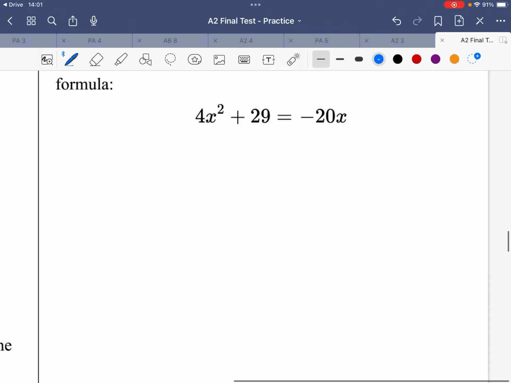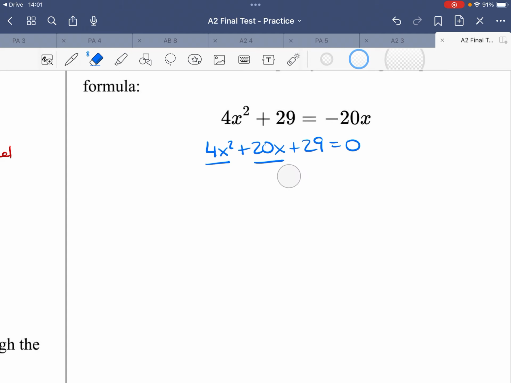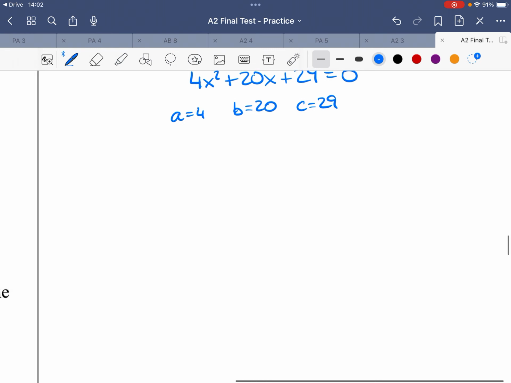And lastly, this one, it says solve using the quadratic formula. So the first thing we're going to do is we're going to add 20x, so we can move everything to the left-hand side of the equation, and we have an equals to 0. And we're going to write in order. First the x squares, then the x's, and then the constant term. Now we're going to identify what our coefficients are. A equals 4, whatever multiplies the x squared. B equals 20, whatever multiplies the x's. And C equals 29.